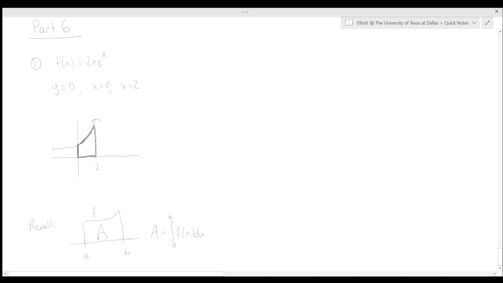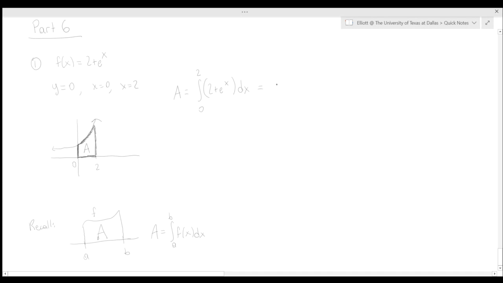So in our problem, that's exactly what we're trying to calculate. It's the area underneath the graph of a function and above the x-axis. So that means all we have to do is integrate, with x going from 0 to 2, the function 2 plus, or sorry, 2 plus e to the x, dx. Okay?